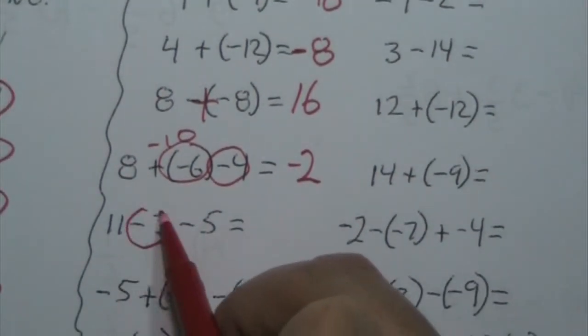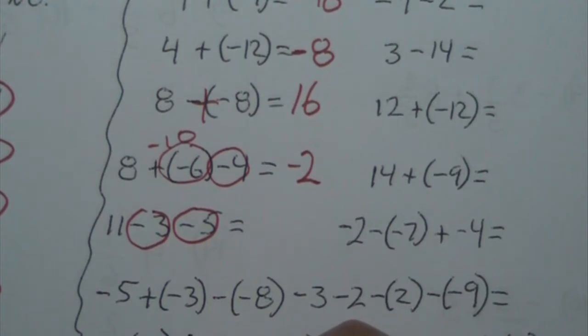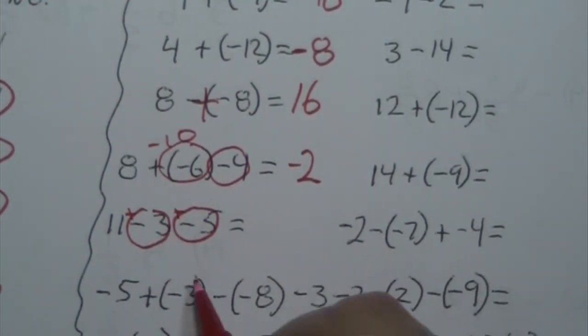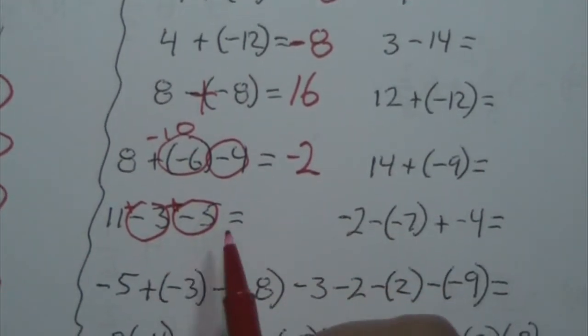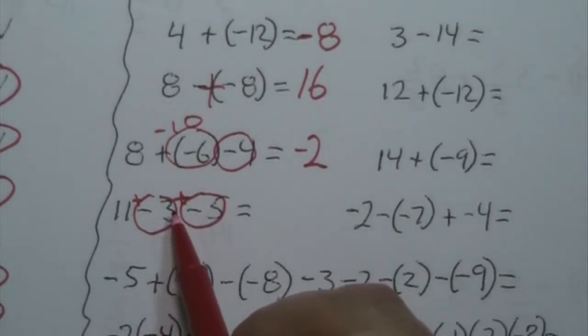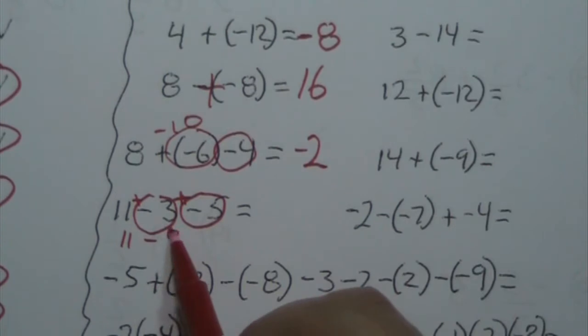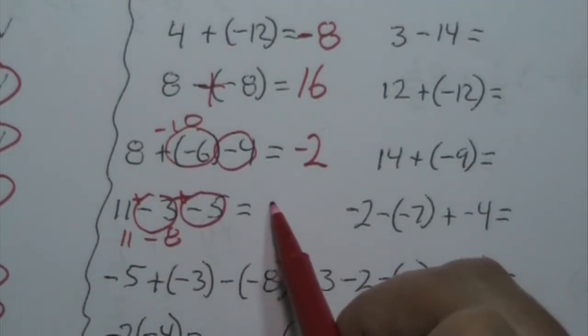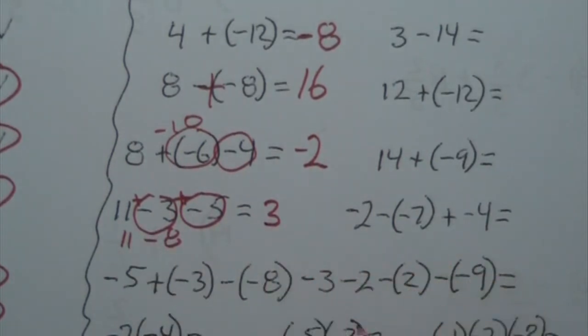Next one. Notice I have a negative 3, and a negative 5. You could put a plus in there if you want to. Sneak one in there. That's okay, you can do that. So let's see. That makes 8 negatives. So I have 11 and negative 8. 11 take away 8 is 3, and there's more positive.